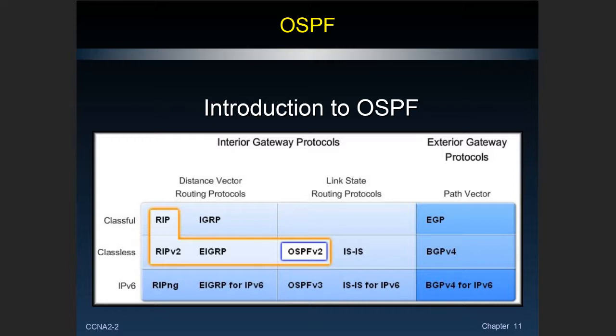Now, exterior gateway protocols are not used by individuals or corporations. They're used by service providers like ISPs. So this is what forms the internet. They all connect together with Border Gateway Protocol version 4, and all the ISPs know how to connect to each other.